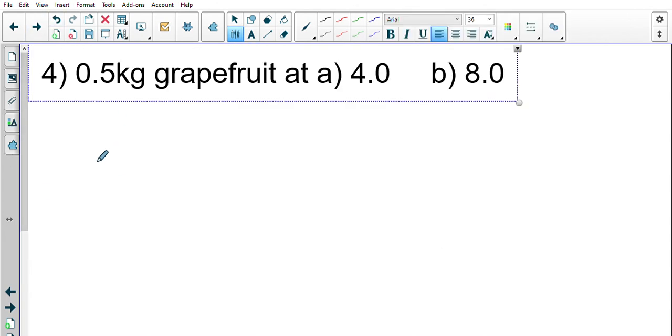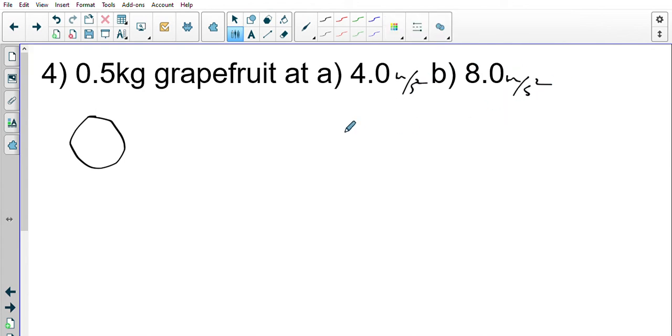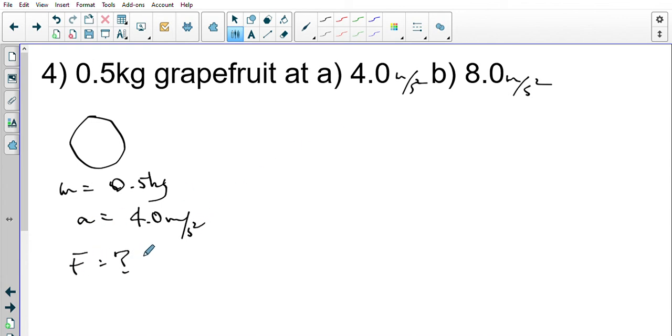We've got a 0.5 kilogram grapefruit, and we're accelerating it at 4 meters per second squared and at 8 meters per second squared. I'm just doing these two. You can do the other ones and just make sure that you are correct. So our mass is equal to 0.5 kilograms, and we have an acceleration which is 4.0 meters per second squared. And we want to know what's the accelerating force.